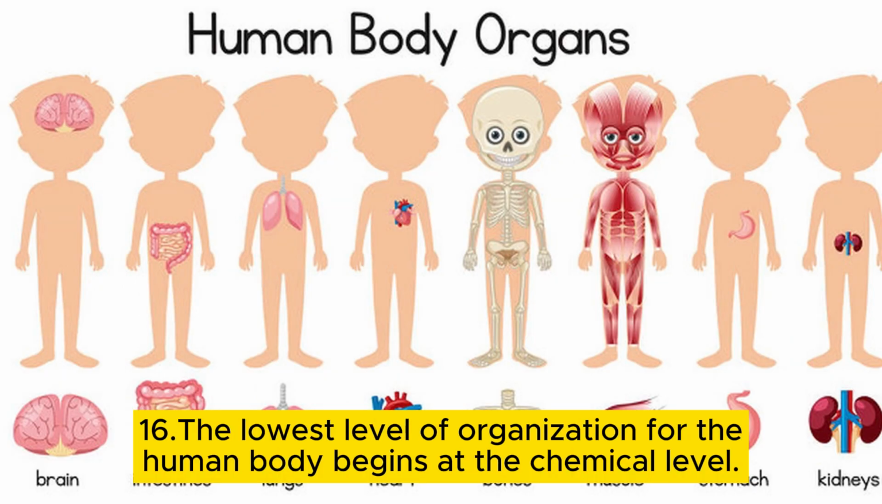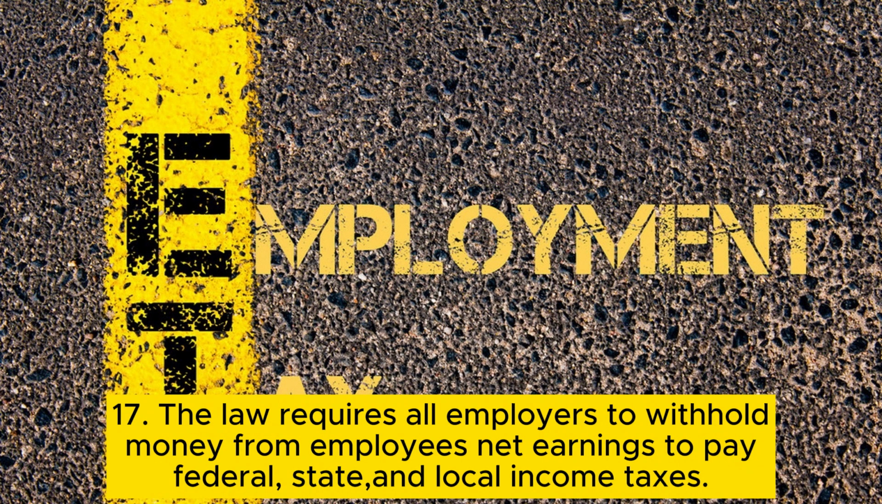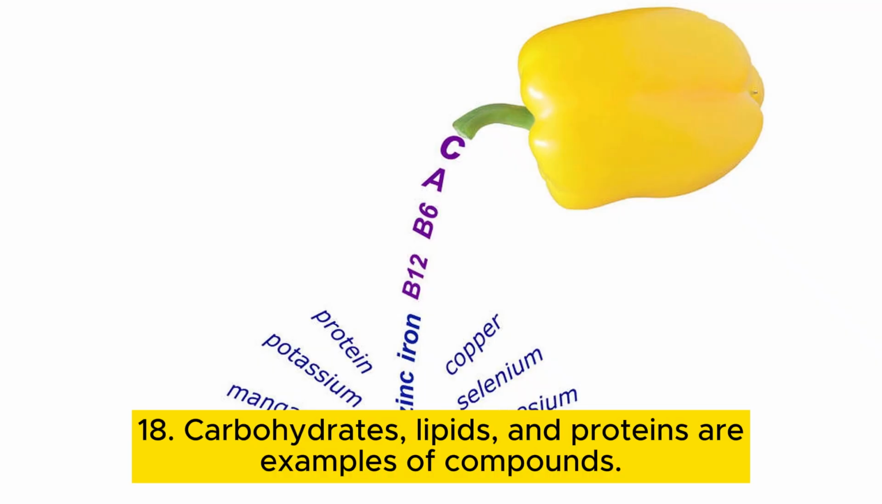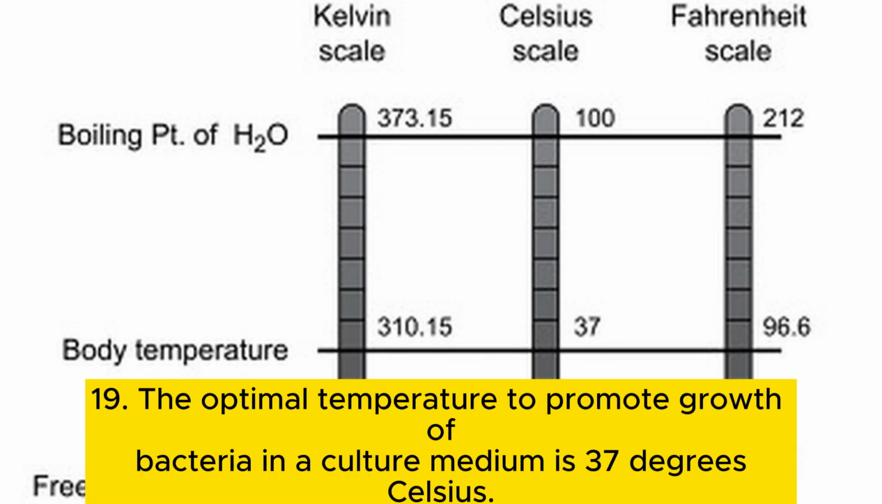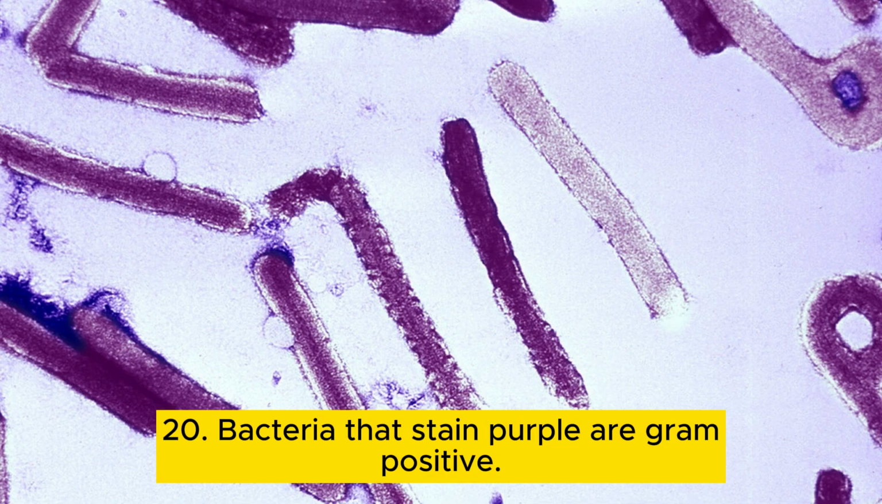16. The lowest level of organization for the human body begins at the chemical level. True. 17. The law requires all employers to withhold money from employees' net earnings to pay federal, state, and local income taxes. False. 18. Carbohydrates, lipids, and proteins are examples of compounds. True. 19. The optimal temperature to promote growth of bacteria in a culture medium is 37 degrees Celsius. True. 20. Bacteria that stain purple are gram-positive. True.